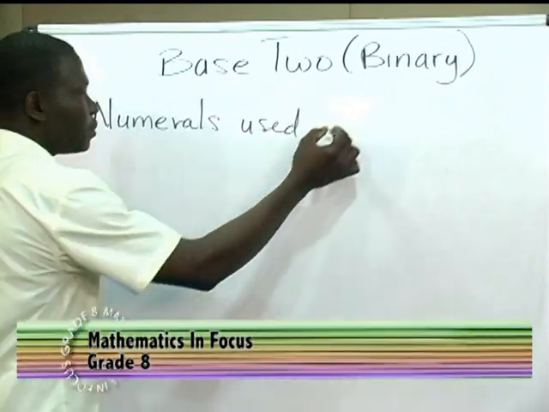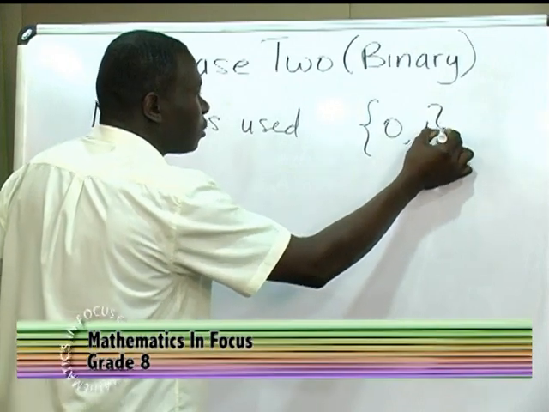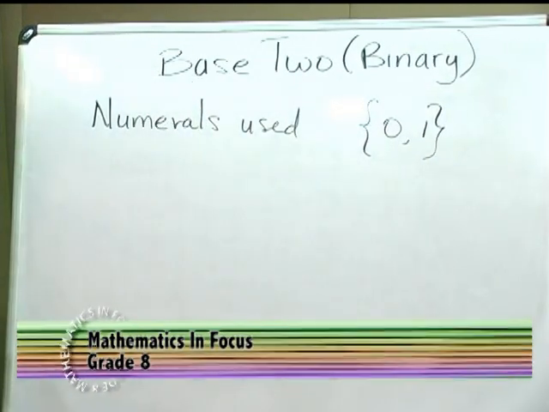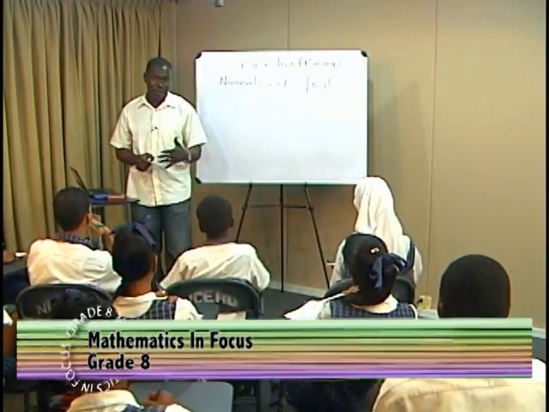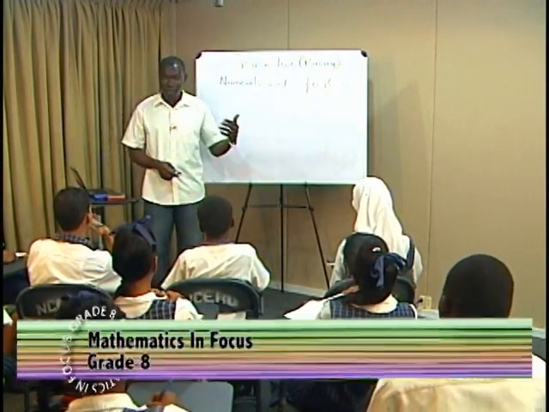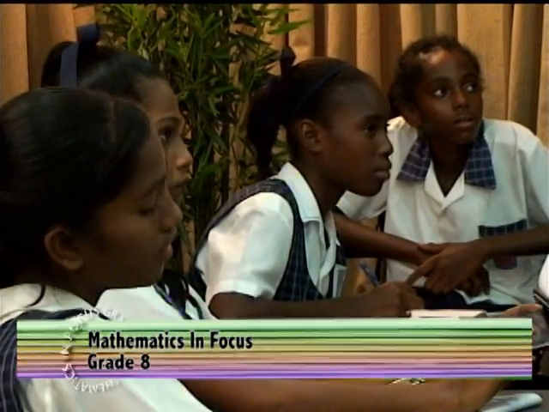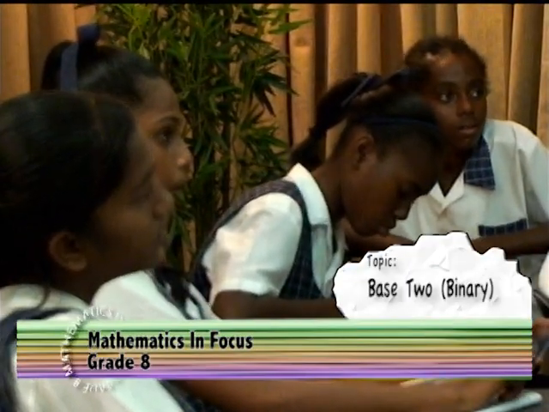So the numerals used are 0 and 1. Yes, for the base 2. Just as with the base 10, we use from 0 all the way up to 9. If it is base 8, we will use from 0 all the way up to 7. Base 5, we go from 0 to 4. Since it is base 2, we're going from 0 to 1. Good. So 0 and 1.